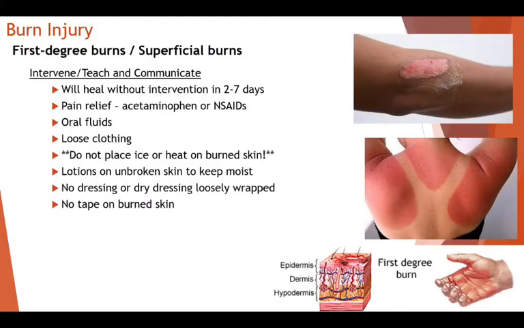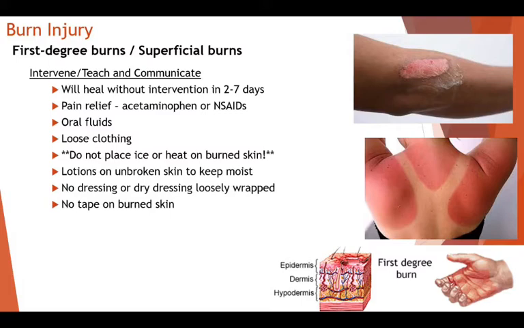For a first-degree burn, it is just typical burn treatment. It heals without intervention in 2 to 7 days. If you've ever had a sunburn, you live in Arizona, I can't imagine you haven't had a sunburn. If you ever had a sunburn, you've taken care of a first-degree burn. Pain relief, decreased swelling, acetaminophen, nonsteroidal anti-inflammatories, oral fluids, a lot of fluids, loose clothing.